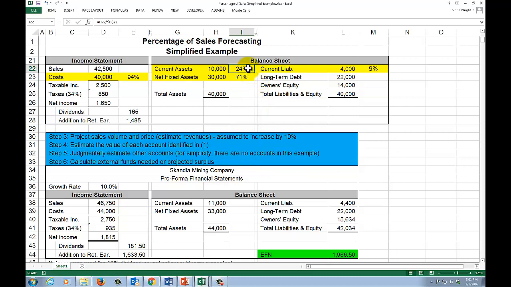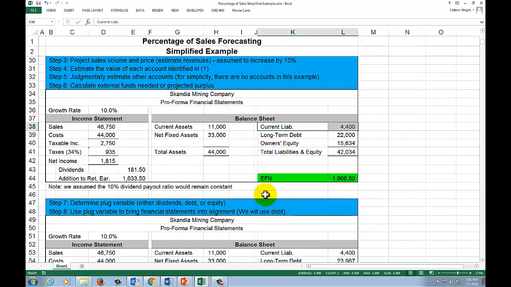So we will take 24% of our sales forecast. That will get us to $11,000. We'll take 71% of the sales forecast. That will get us our net fixed assets. And we'll take 9% of the sales forecast, and that will get us our current liabilities. Okay, so that's step 4.